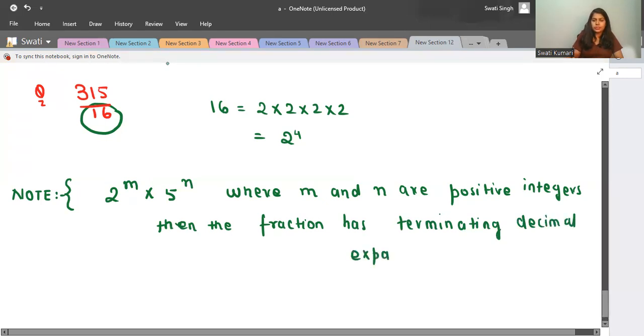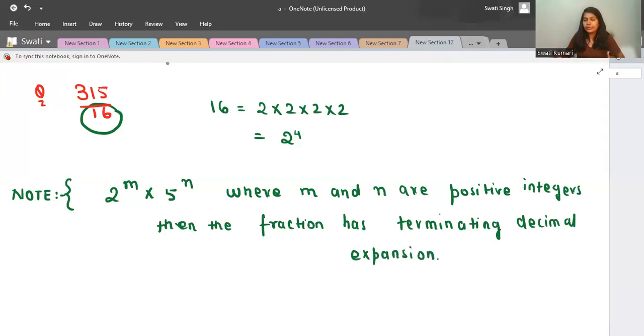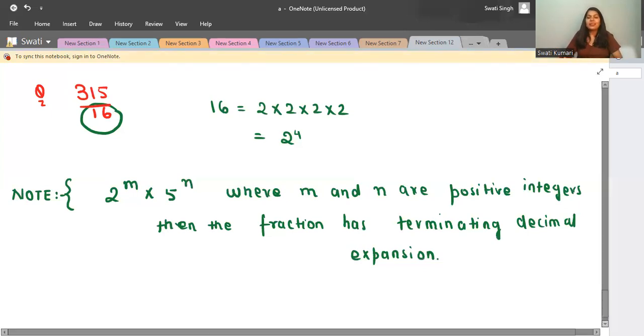Remember, if you get confused between terminating and non-terminating, just understand the meaning of terminating. Terminating means it terminates at some point, right? For example, a train terminates at a particular station. Terminates meaning there is nothing after that. So we can say that it gets stopped somewhere. That is the meaning of termination, terminating, terminate, whatever you want to say. So that is the meaning of terminating decimal expansion.